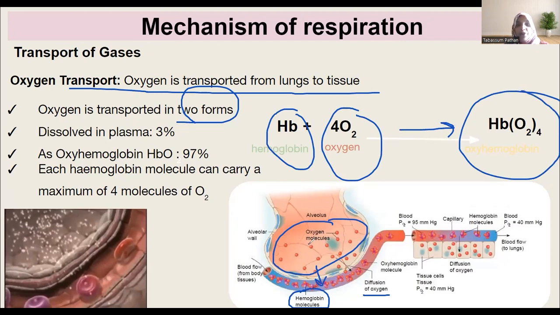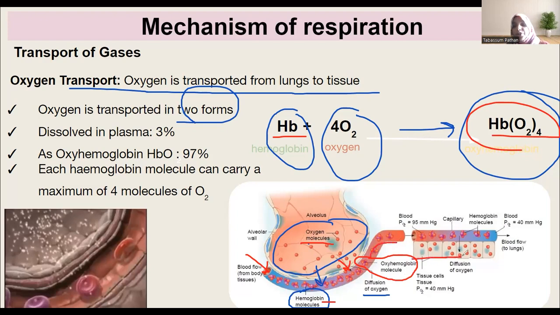So oxygen molecules over here, hemoglobin molecules in the blood capillary, blood is flowing. Then this diffusion takes place, you can see the arrow. Now this oxygen combines with the hemoglobin molecule, forming an oxyhemoglobin molecule. So one hemoglobin molecule can carry 4 oxygen atoms, and it becomes oxyhemoglobin. Okay, and then it will be taken to the tissue.